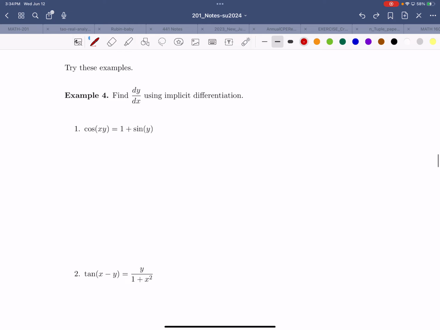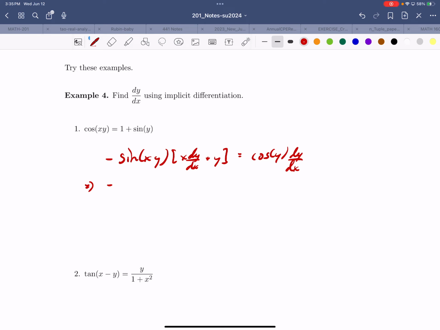And let's just do a couple of examples. Alright, let's take a look at this guy, right? Cosine of xy equals 1 plus sine of y. Well, let's see, we're going to do negative sine, remember, leave the inside the same, times, I'm just using brackets, you can use parentheses if you want, it's the same thing, x dy over dx plus 1y equals cosine of y dy over dx.